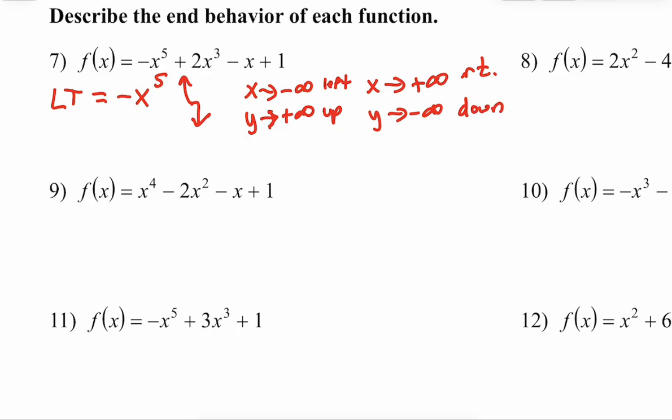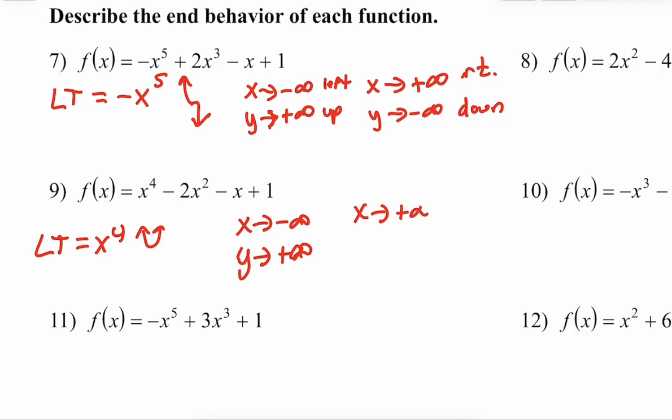Okay. Let's do number 9. The lead term is x to the 4th. It looks like this. Looks like a parabola pointing upward. So the left end is going up. The right end is going up. Both ends are going up. That's what that says.